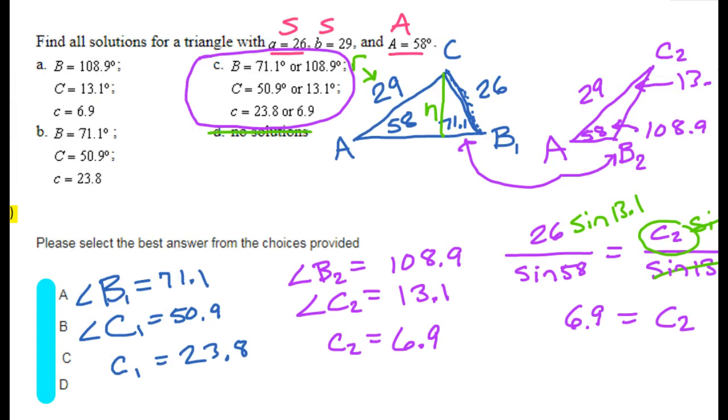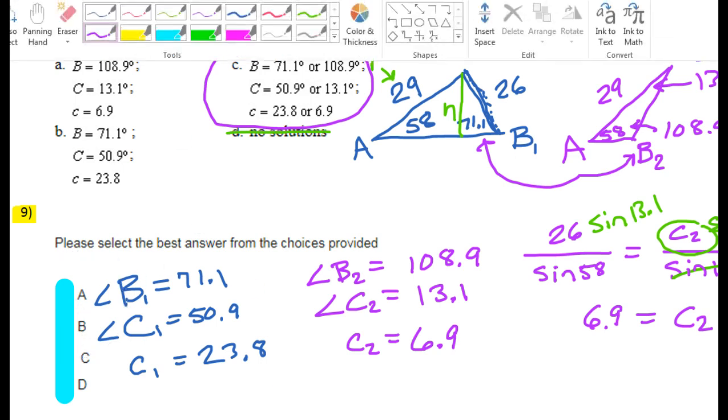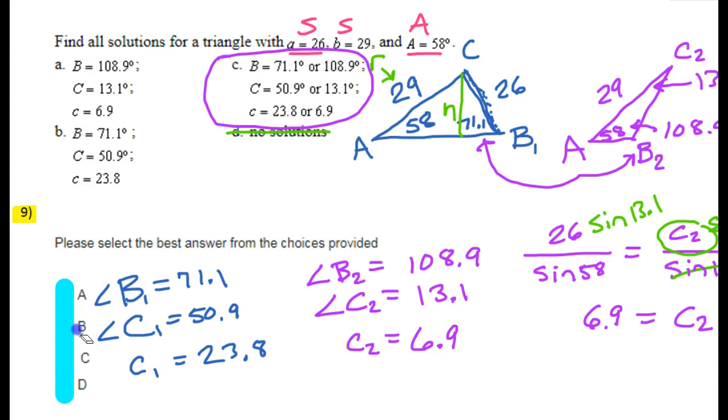Now let's compare these answers to what we got like 10 minutes ago when we decided that we already knew the answer was going to be C. 71.1, 50.9, 23.8, yep. 108.9, 13.1, 6.9. We nailed it. Oh, I guess we should actually check the official answer. Would have been real funny if that wasn't C.